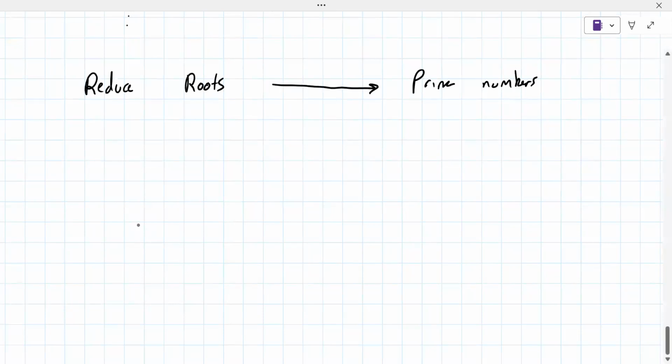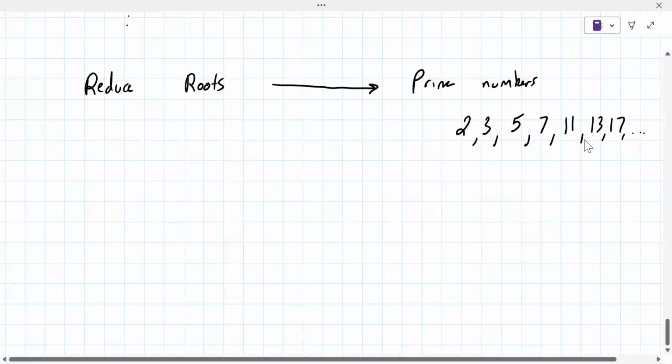Do you remember the smallest prime number? Two is the only even prime number. Then three. Then five. Then seven. Then 11. Then 13, 17, and so on. And this list goes on forever. You don't need to remember much past maybe 11. This is sufficient.